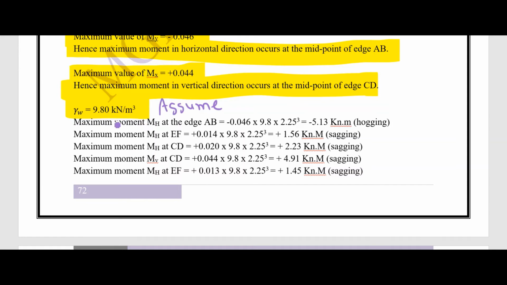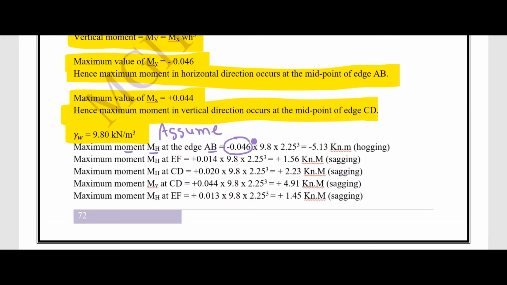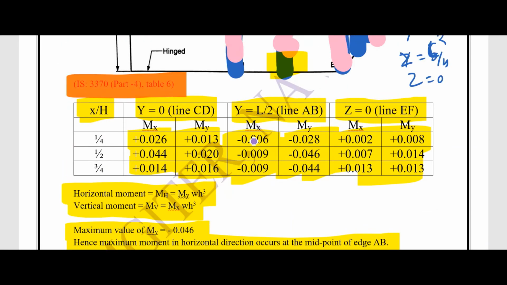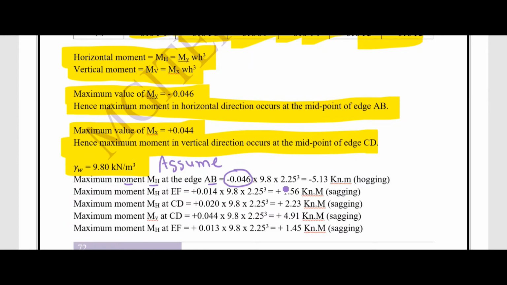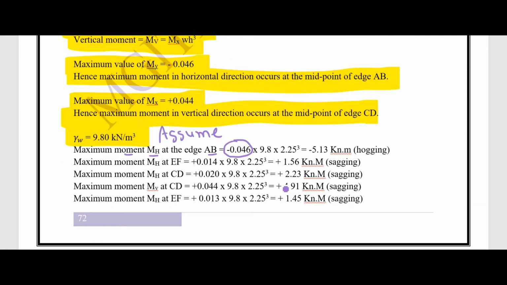Now maximum moment MH at edge AB, capital A and capital B. We have a maximum value there. We have to take the maximum value of the horizontal moment at AB, meaning the AB line maximum value is 0.046. So MH is equal to 0.046.